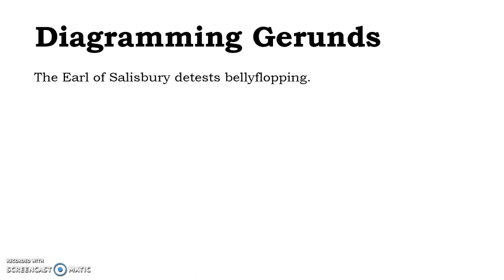The Earl of Salisbury detests belly flopping. Right. Is this a participle or a gerund? Well, could I take out "belly flopping" and have the sentence make sense? The Earl of Salisbury detests. We have a transitive verb with no direct object. So we know it's a gerund. It's got to be a gerund because it's acting as a noun. It's the direct object. So I color code it like this.